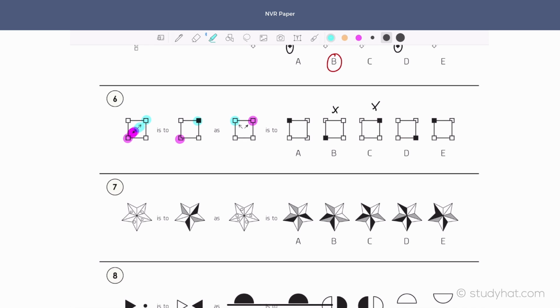So we can get rid of this option. And we can see that the other squares haven't changed. So A would be wrong because this has changed. So actually our answer must be E.